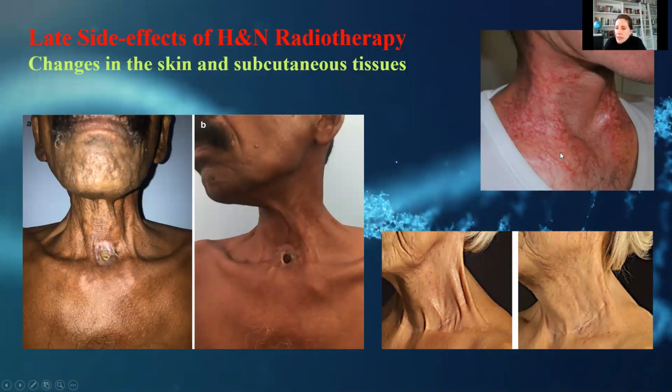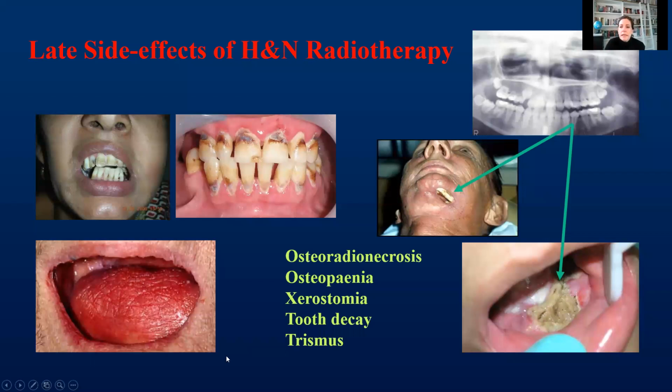And then this is just an example of severe telangiectasia post radiotherapy to the neck, where obviously the dose to the skin was very high, because the skin has a very high tolerance for radiotherapy, but this tissue has received a very high dose. Again, cosmetically very unappealing for that patient and unattractive. These are side effects that also happen as late side effects.